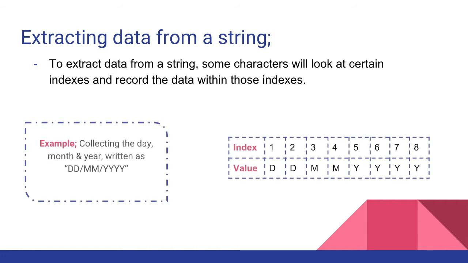Looking at the index and the values table, it collects the characters from indexes 1 and 2, labelled as 2 Ds, and records them as dates and displays them. Then it moves to the index of 3 and 4, which is labelled as M and M, and records them as months. After that, it goes to the 5th to the 8th index, labelled as the 4 Ys, and records them as years and displays them.